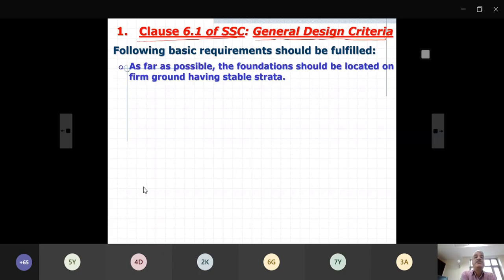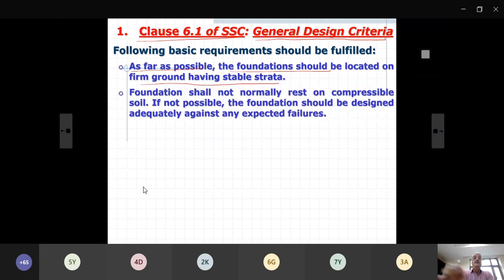As far as possible, the foundation should be located on firm ground having stable strata. It means filled-up soil of this type should be avoided as far as possible. It may not always be possible, but as far as possible, try to put open foundation on firm ground. And the foundation shall normally not rest on compressible soil. It can be filled-up soil; by nature it is compressible soil, highly plastic soil. Normally, you should not rest there.